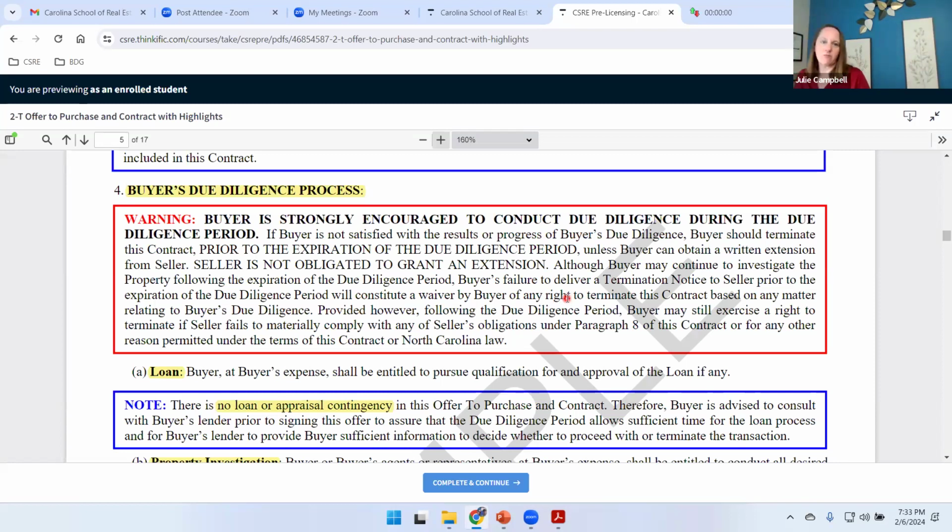But I do want to look at this big red warning under the buyer's due diligence process. Buyers strongly encouraged to conduct due diligence during the due diligence period. If the buyer is not satisfied with the results, buyers should terminate this contract prior to the expiration of the due diligence period, unless they can obtain a written extension from the seller. Seller is not obligated to grant that extension. Again, we can always ask, but the seller doesn't have to give us more time. We've already decided something that may make the seller agree to give us more time is if we offer them more money.